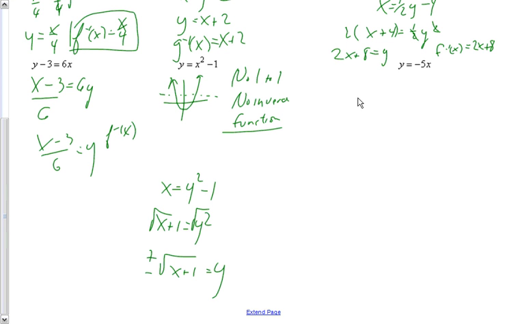All right. The last one is a line that's going downhill. Doesn't make a difference. It's 1-to-1. So x equals -5y. Divide by -5. y equals x over -5, or -x over 5, whichever way you want to write it. And that's our inverse.